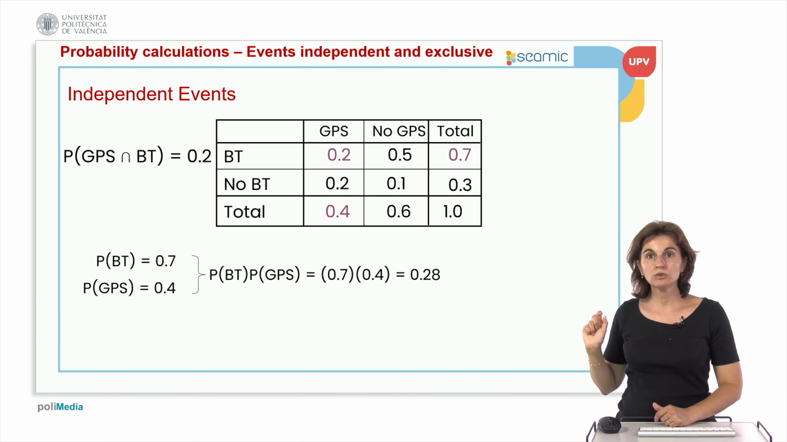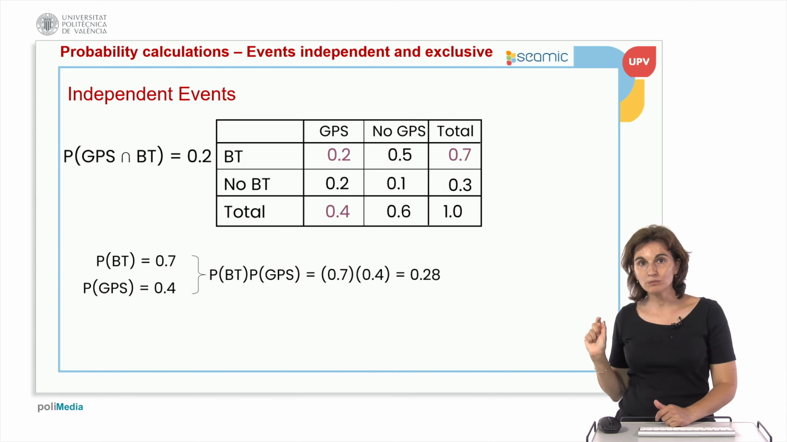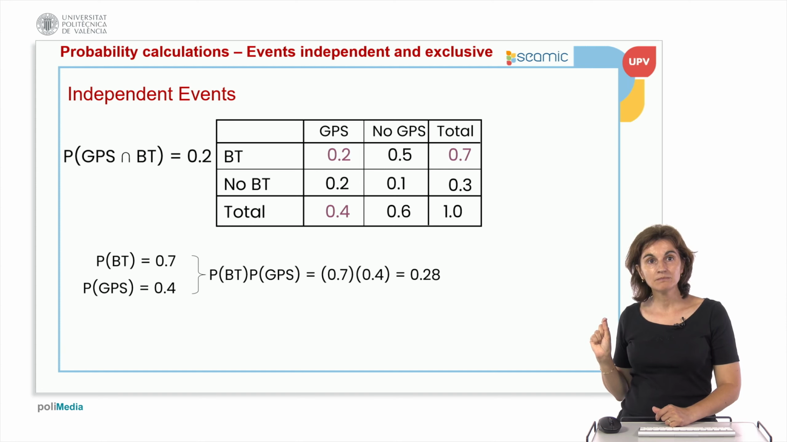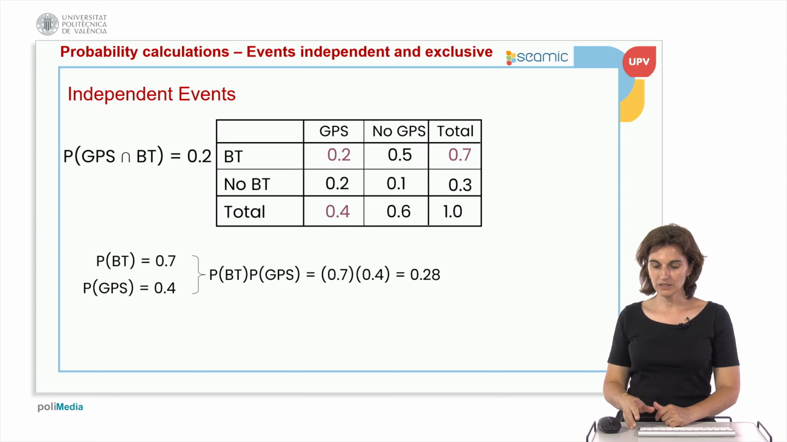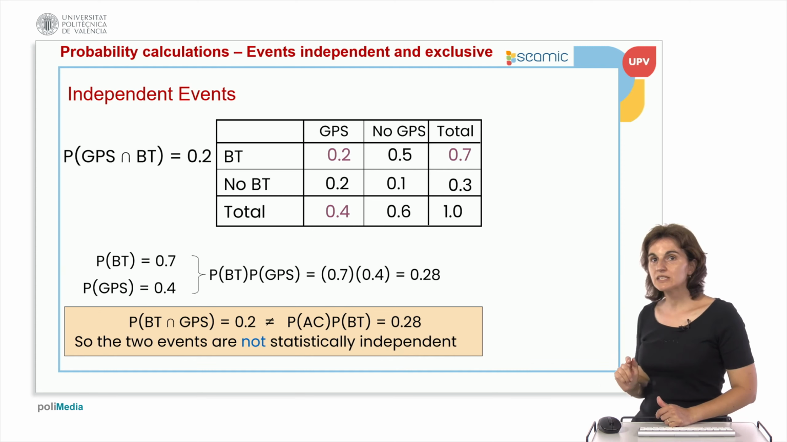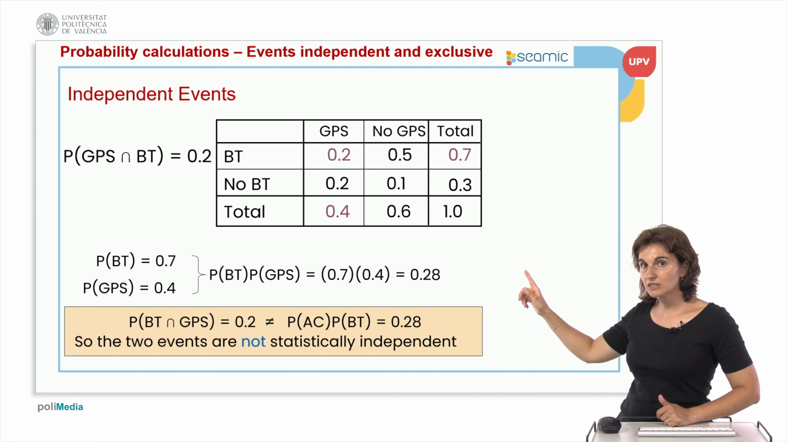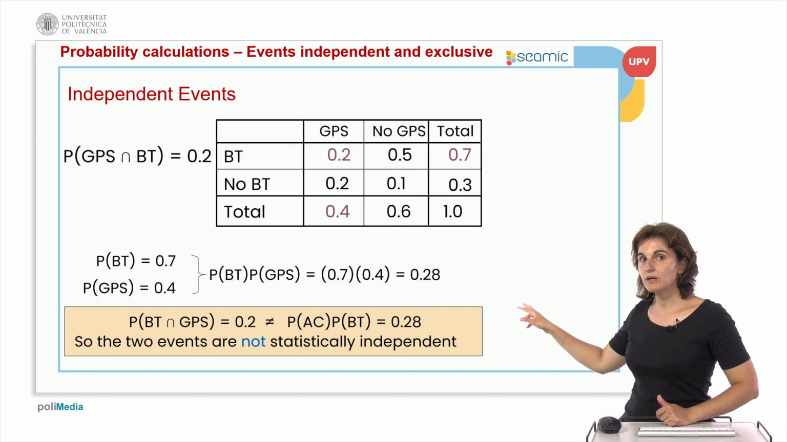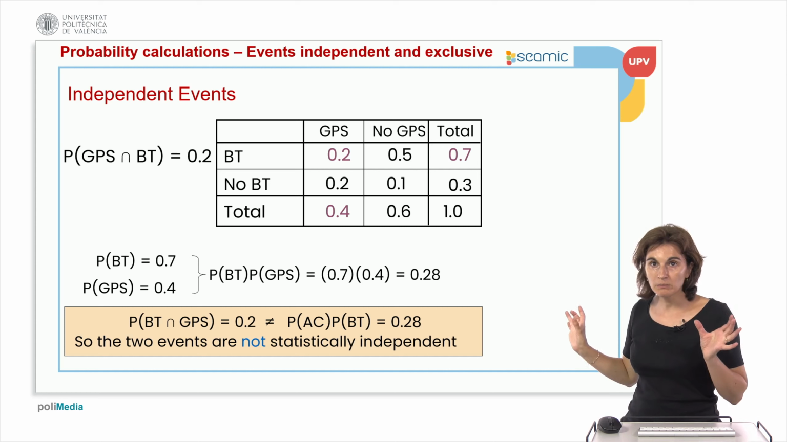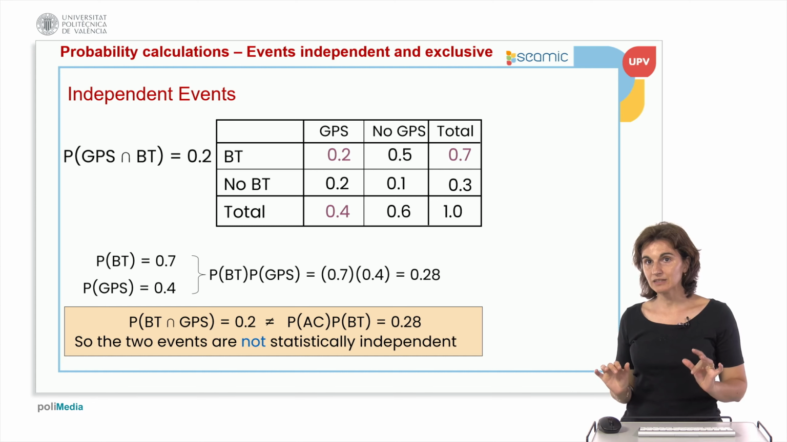So, what do you see here? What's your opinion? Are they the same? No, they are not the same. You can see that the joint probability, which was 0.2 and was written in the slide at the top, is different from the product of marginal probabilities, which is 0.28. So both numbers do not match, and this is evidence that both events are not statistically independent.